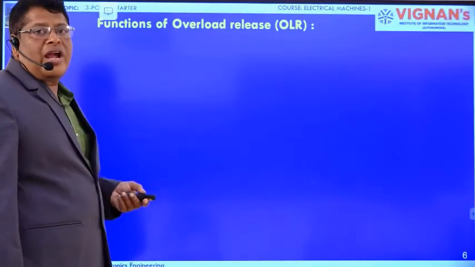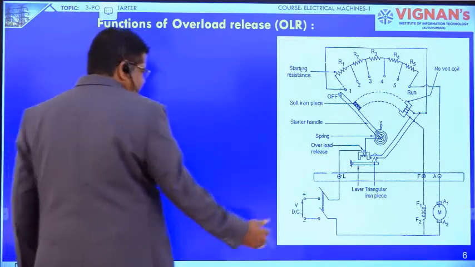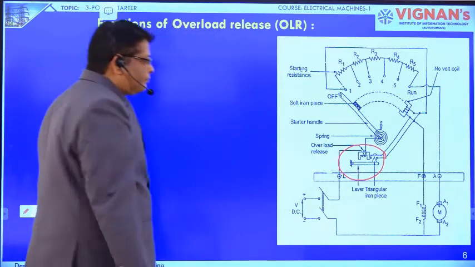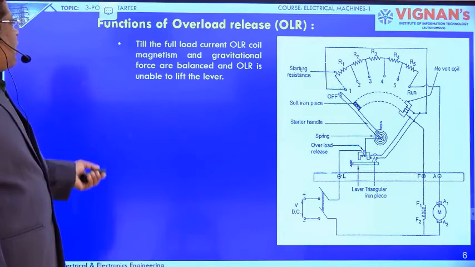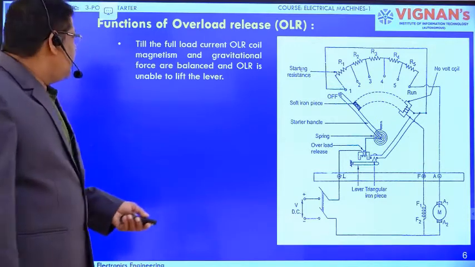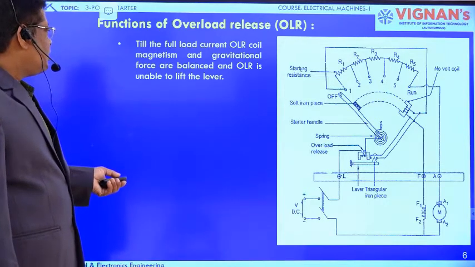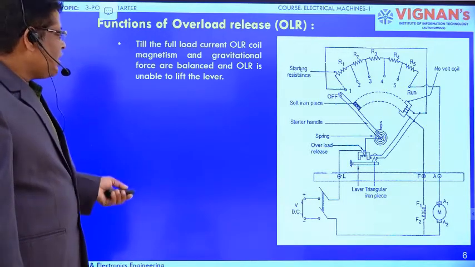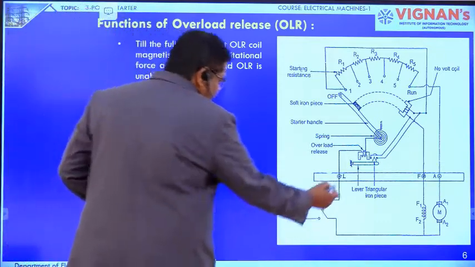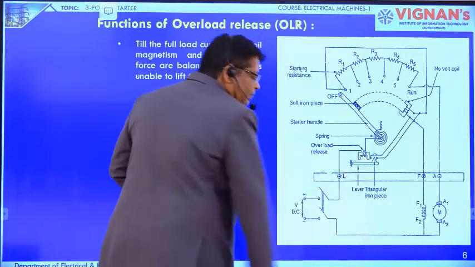Function of an overload release, OLR. What is the function of this one? Till the full load current, the overload relay coil's magnetic force and gravitational force are balanced, and the overload relay is unable to lift the lever. As long as the current is less than the rated value, it is not able to lift this lever.